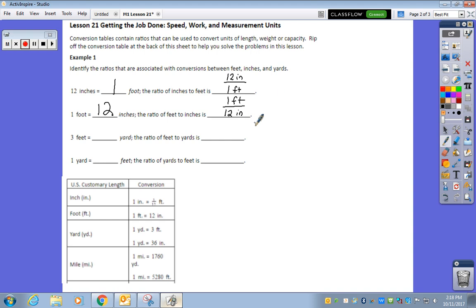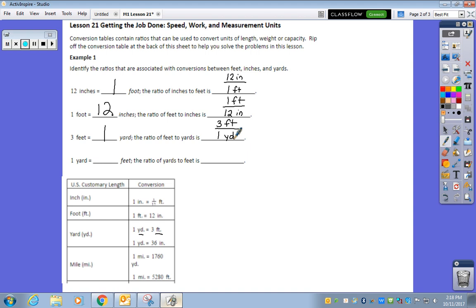The next one says 3 feet equals blank yard. If we go over to our conversion table, we'll see yards written here. Between yards and feet is right here: 3 feet is 1 yard. The ratio of feet to yards is 3 feet to 1 yard.